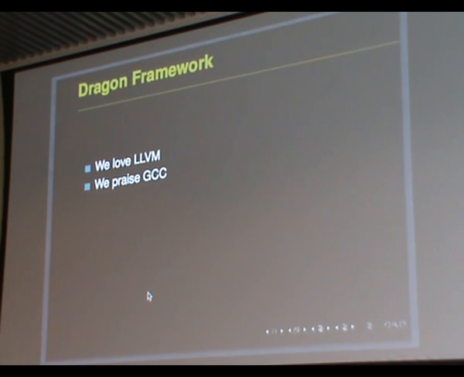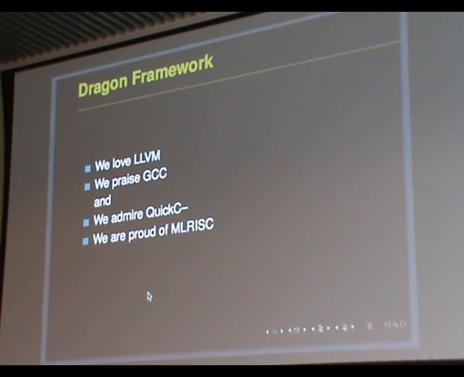So what are the reasons? We love LLVM, I think. We praise GCC, but we admire Quick C minus minus and the Zephyr compiler infrastructure, because these frameworks are not that well known in the industry, but in many ways they are different. The majority of industrial-strength frameworks, LLVM or GCC, are tailored for compiling imperative languages like C++, C, Objective-C, and so on. So the idea was to provide something that can compile all the languages, not only that, but focusing on functional languages, of course.